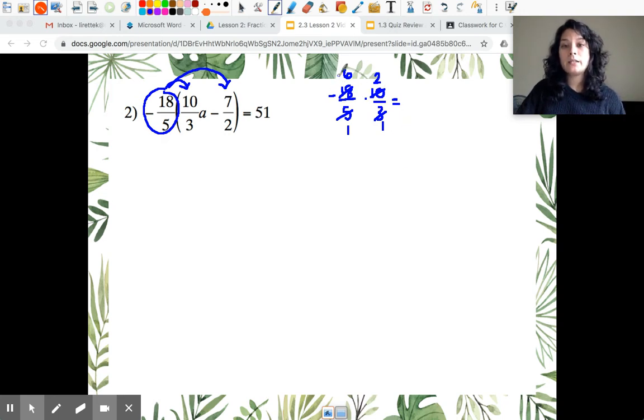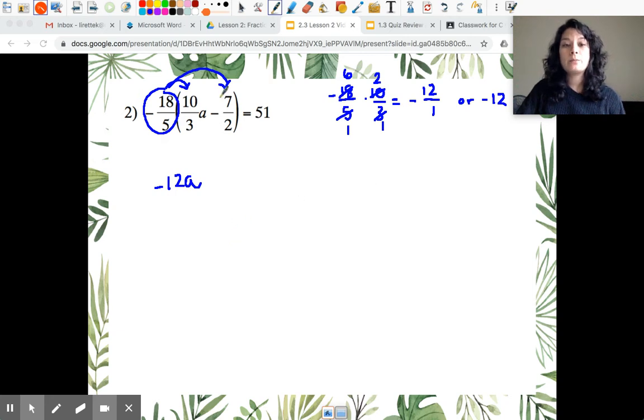So I'm going to get negative times positive gives me negative. 6 times 2 gives me 12. 1 times 1 gives me 1. So I get a negative, so this is also the same thing as just an integer, a negative 12a. Careful not to drop that variable.